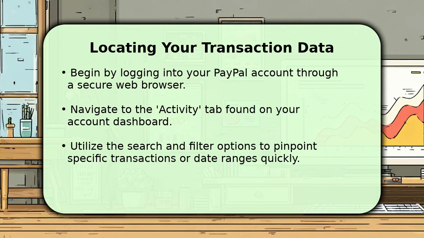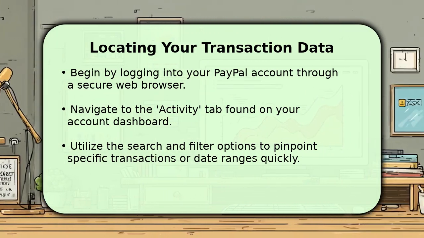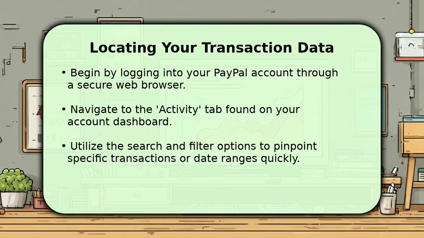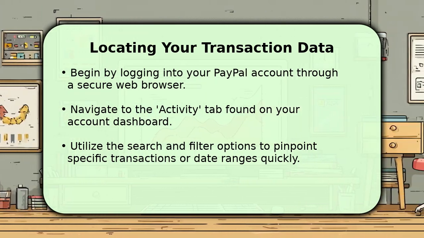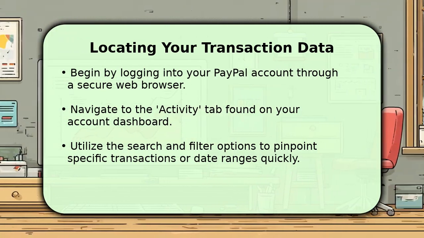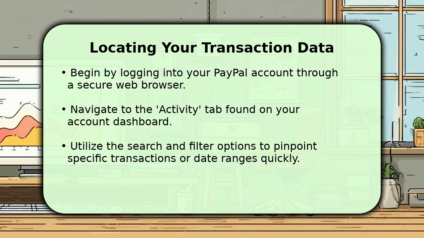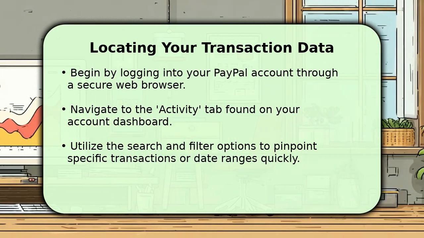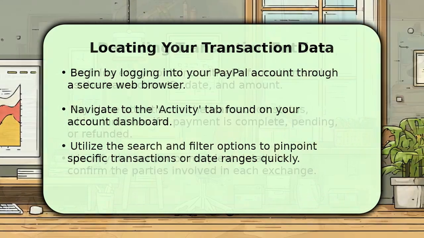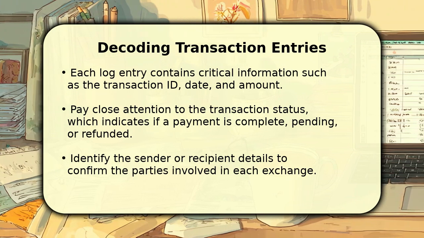Once inside, you will find the Activity tab prominently displayed on your dashboard. Click on this to proceed. Here, you can view all recent transactions, with options to filter by date, transaction type, or even the name of the sender or recipient. For example, you can easily look up payments made within the last 90 days or even a specific 6-month period. Once you have located a specific transaction, understanding its details is key.